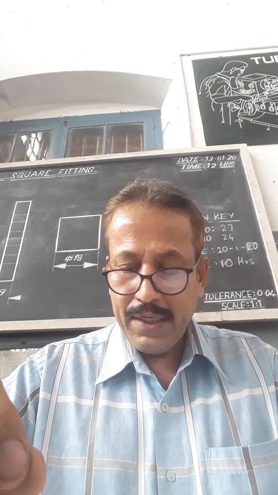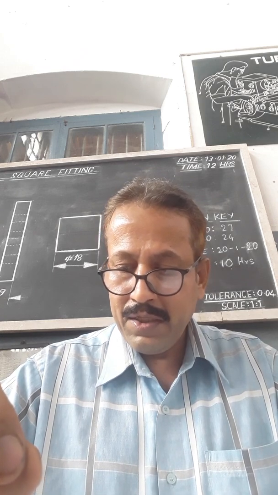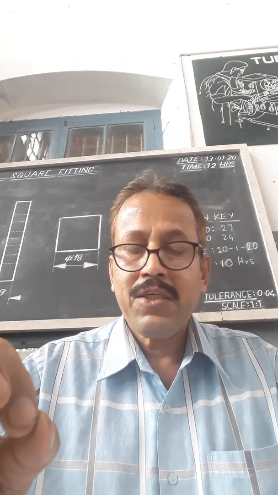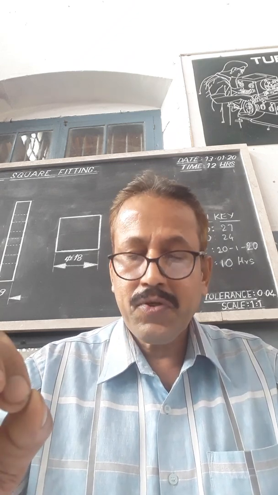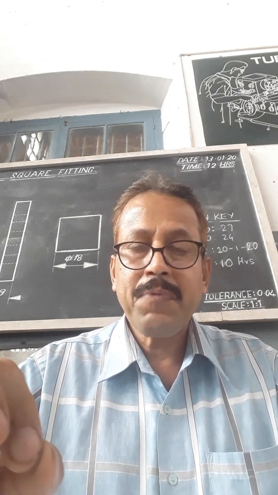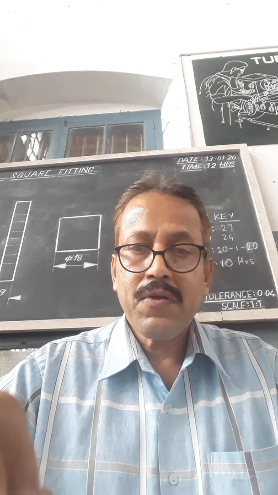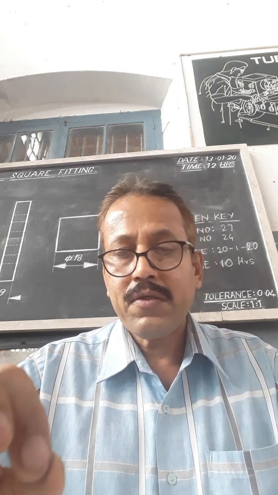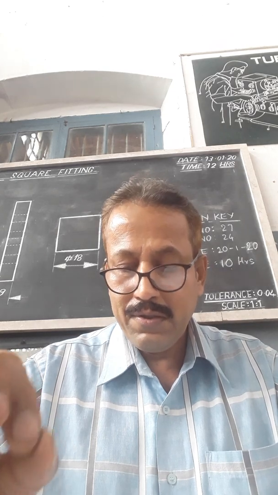Grade 0 accuracy is an inspection grade, meant for inspection purposes. After the job is manufactured, when inspection is required, the grade 0 accuracy set is used. So this is meant only for inspection purposes. After completion of the job, for checking the size of the job, this set is used.